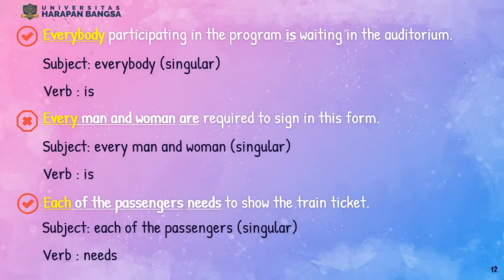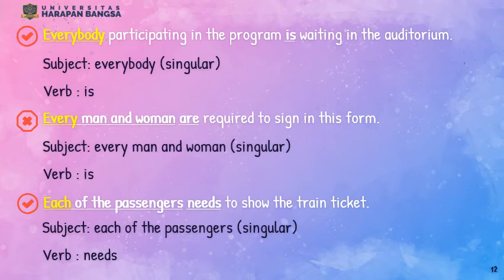Let's see the examples. Everybody participating in the program is waiting in the auditorium. So here you have subject everybody and then the verb is. Everybody is singular, so that's why the verb that you have is.